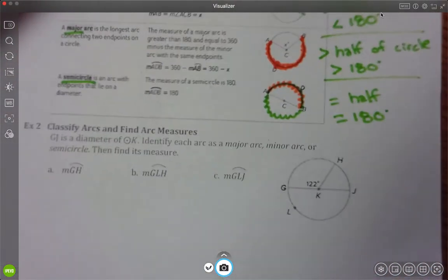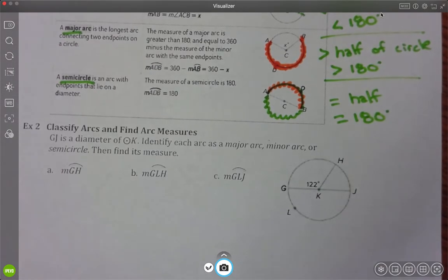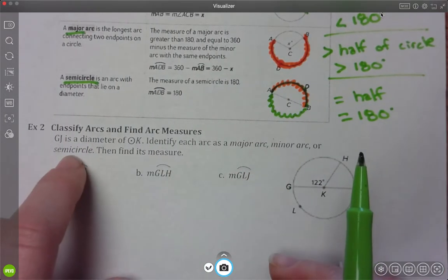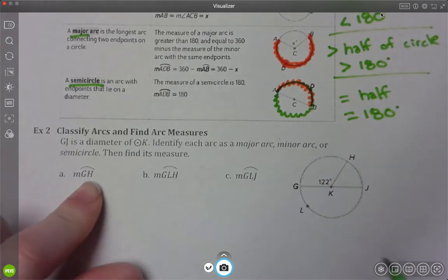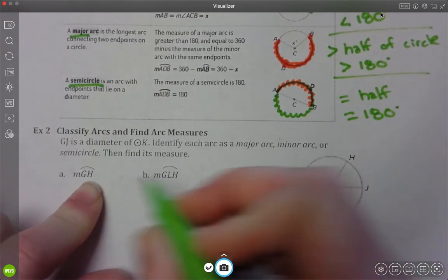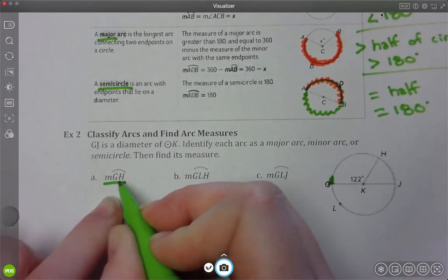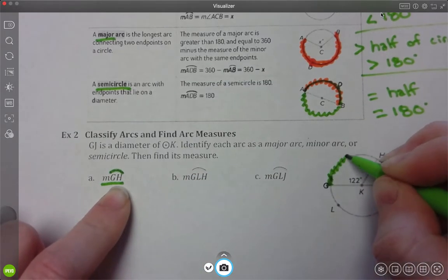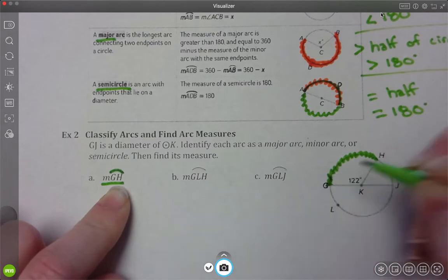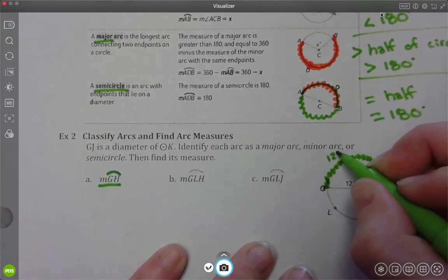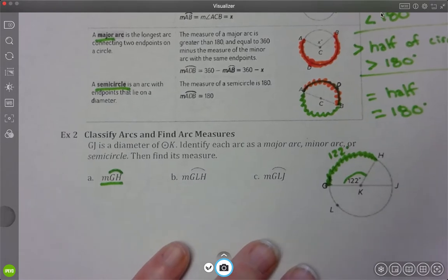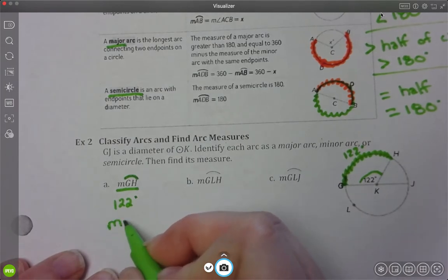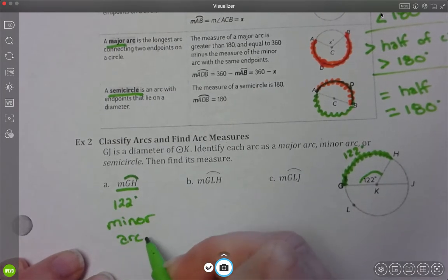All right, so they're going to have us go down here and look at some things and measure some things. They want us to identify whether it is a major arc, a minor arc, or a semicircle, and then find its measure. So they want to know arc GH. Notice how they have this labeled: they say the measurement of GH, and they have this little arc symbol over top of it. That's how I know I'm looking for that length. And that length is going to be 122 degrees, just like the central angle is. So he's 122 degrees, and he is going to be a minor arc because it's less than 180. So minor arc, that's what he is.